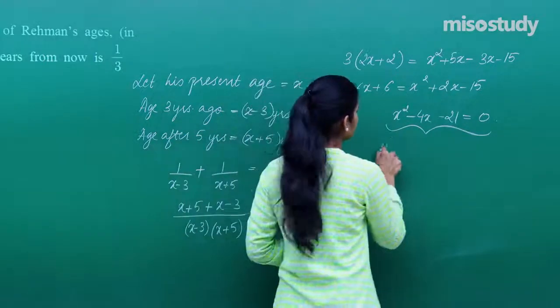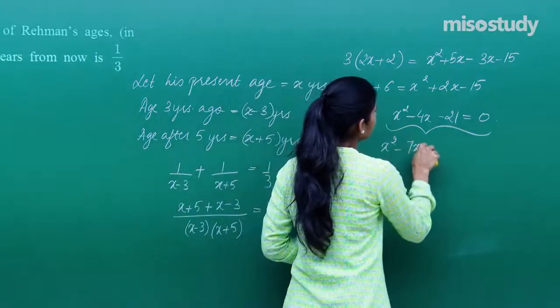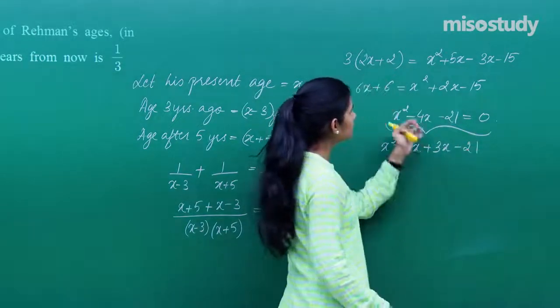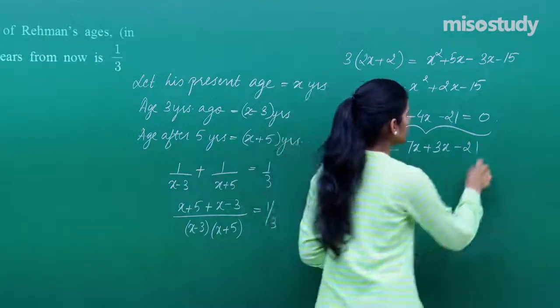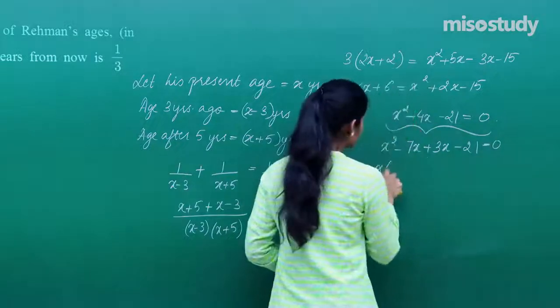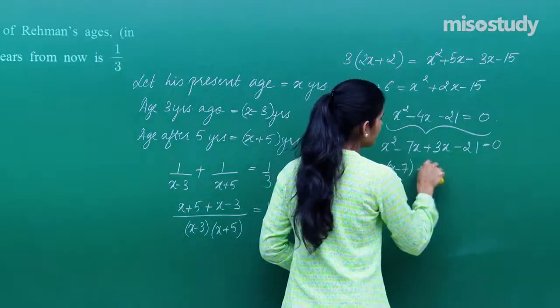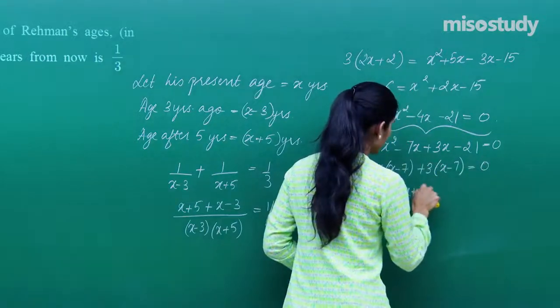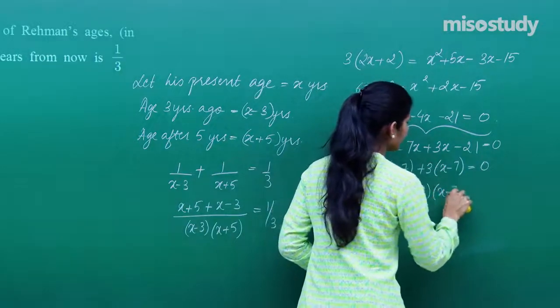So let's do that. x square minus 7x plus 3x minus 21. Minus 7 plus 3 is minus 4. Minus 7 into 3 is minus 21. So you have x minus 7 plus 3, x minus 7. So you have (x plus 3) and (x minus 7) equals 0.